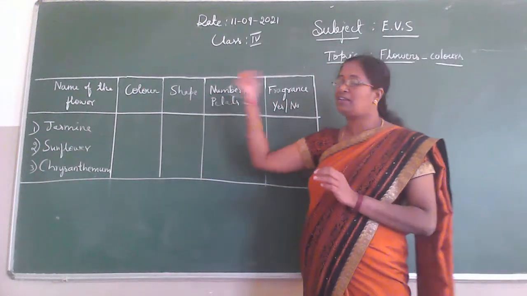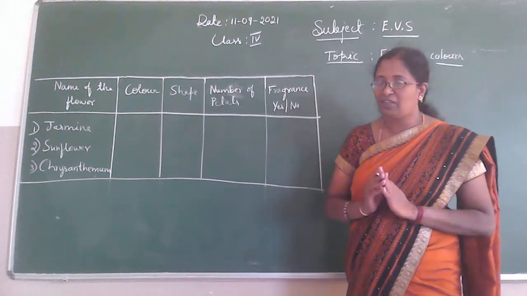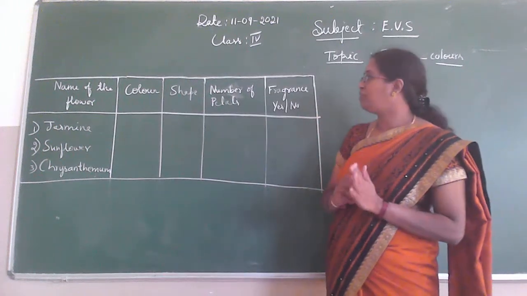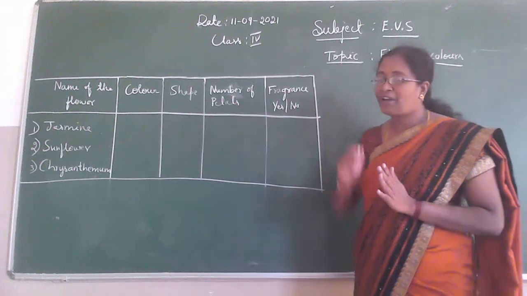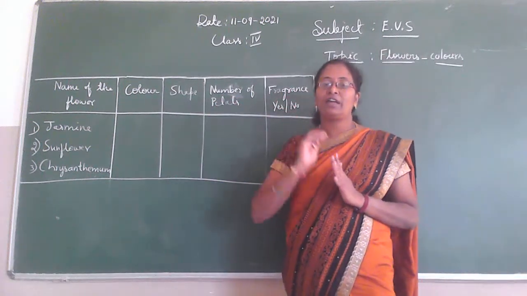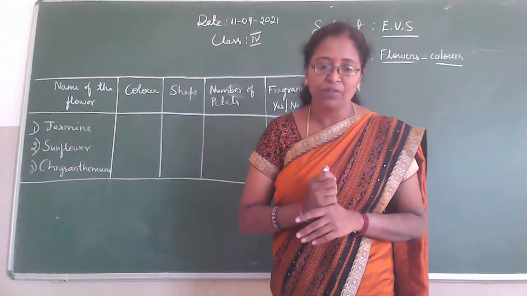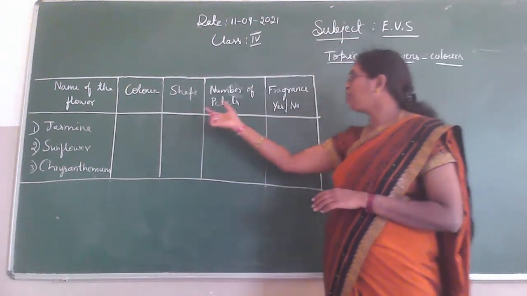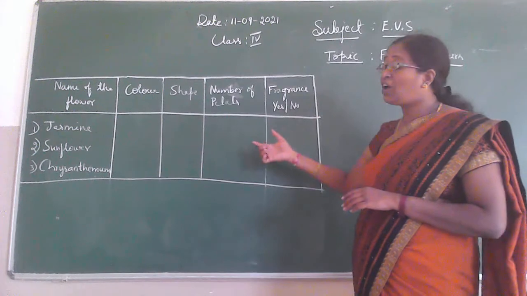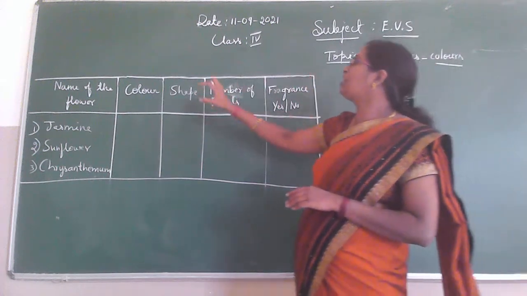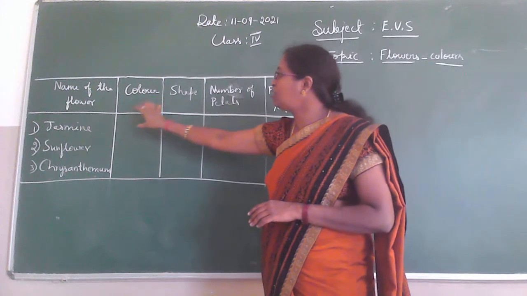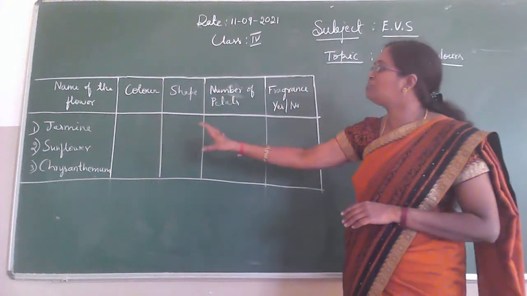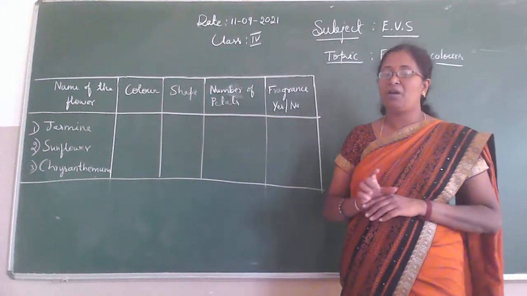Color is one characteristic of a flower. In the same way, shape, number of petals, and fragrance are also characteristics of flowers. So here I am giving the characteristics of these flowers, which are the jasmine, sunflower, and chrysanthemum.